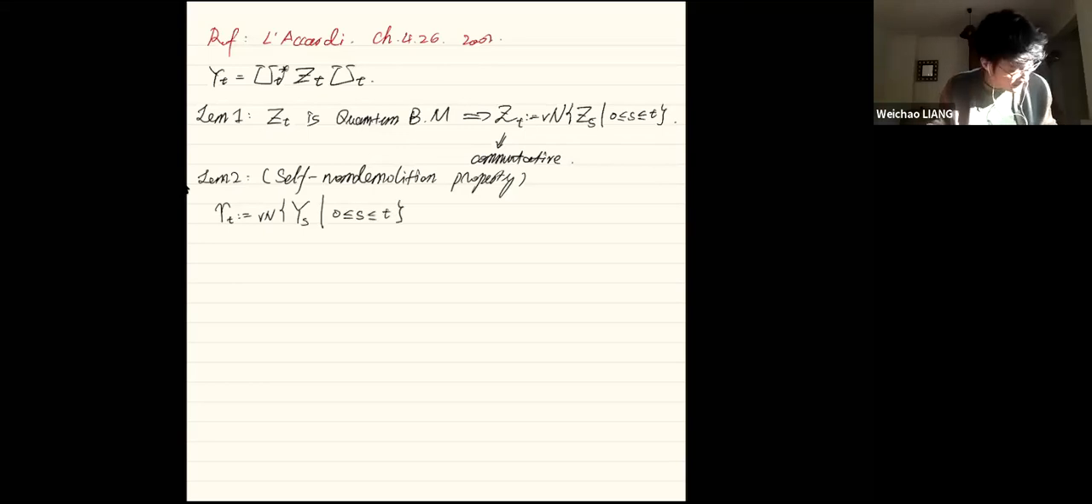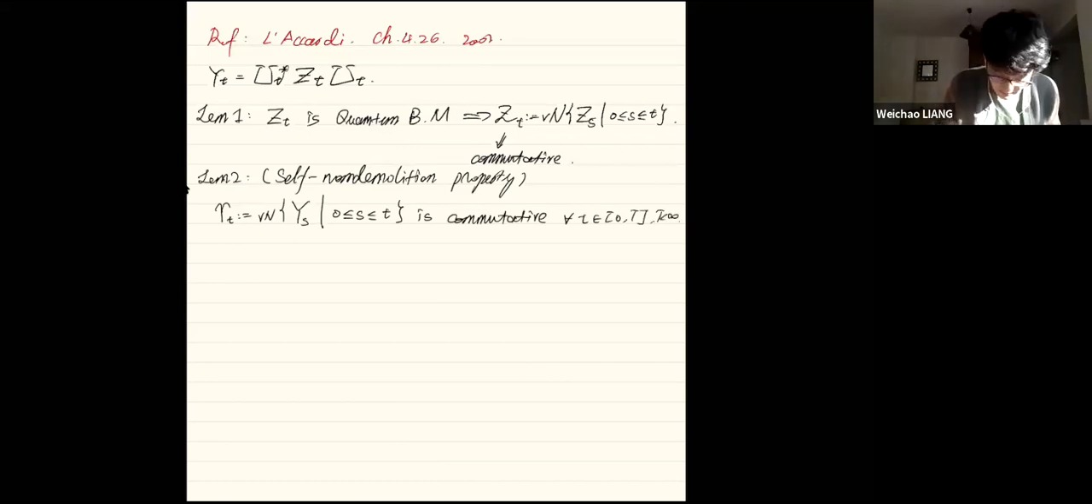Next, a very important result, which is called the self-non-demolition property for the observation process. I denote by Y_t the fundamental algebra generated by the process of observation. That is commutative for Y_t belonging to this algebra, with t finite.